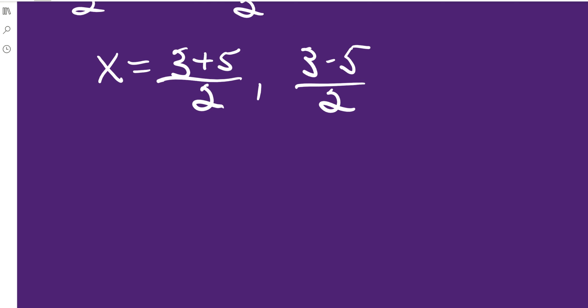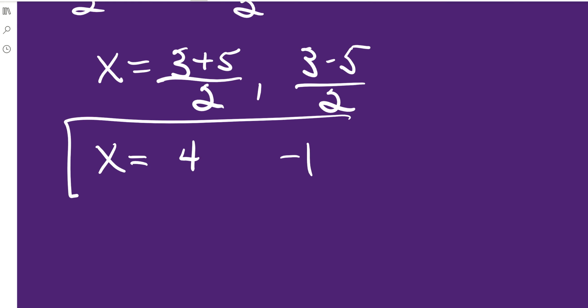So x is going to equal 3 plus 5 is 8. 8 divided by 2 is 4. Or 3 minus 5 is -2. -2 divided by 2 is -1. And then these are my solutions for that first example. Okay, winner.